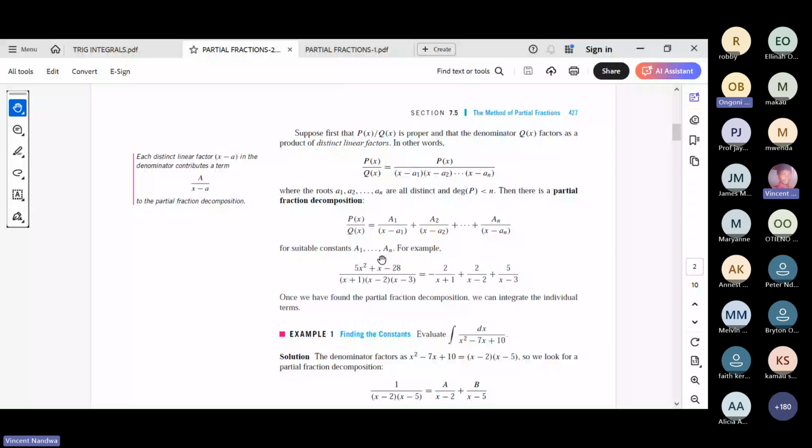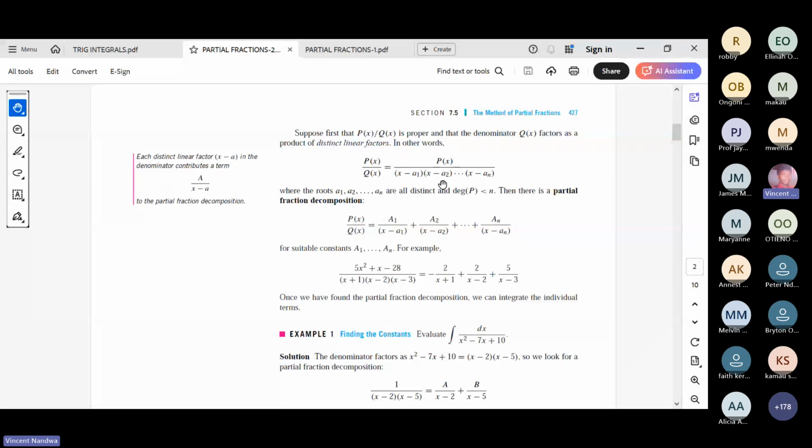So which means then you'll say 5x squared plus x minus 28 should be the same as a1 into x minus 2 times x minus 3 plus a2 into x plus 1 into x minus 3 plus a3 into x plus 1 times x minus 2. We are just equating now the numerator on both sides because the denominators are the same and we have an equal sign. Yes. Good.